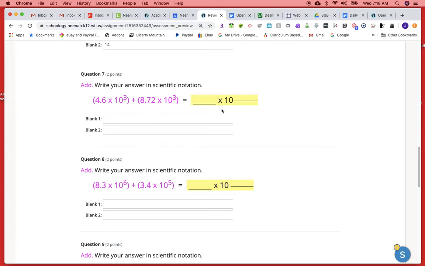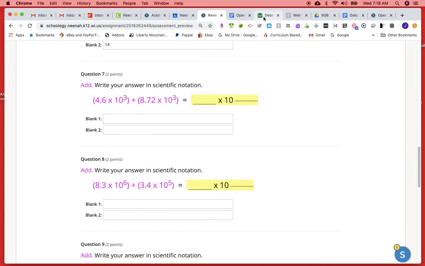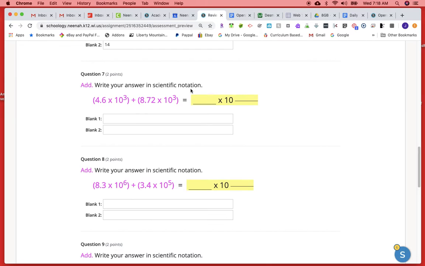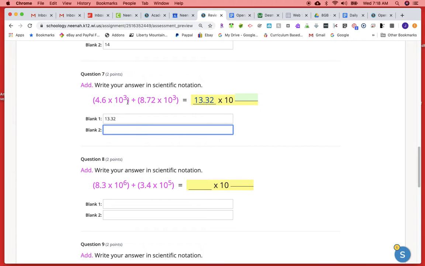4.6 plus 8.72. Yep. And our answer is 13.32. So I'm going to copy that. 13.32. And our next rule says add the coefficients and then keep the same power of 10. And the power of 10 was 3. It's the same, so we keep it the same.